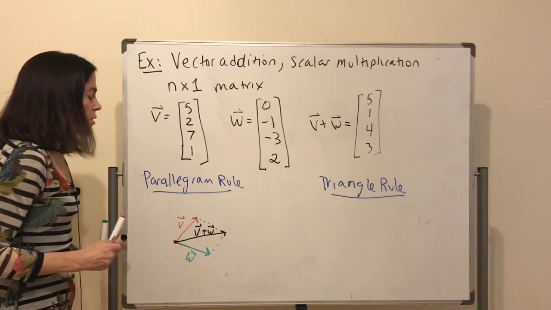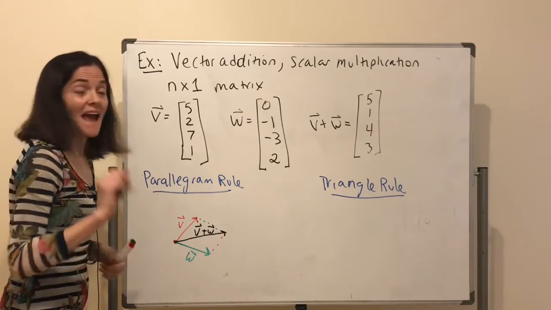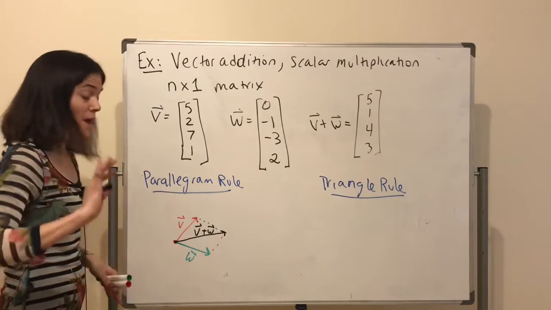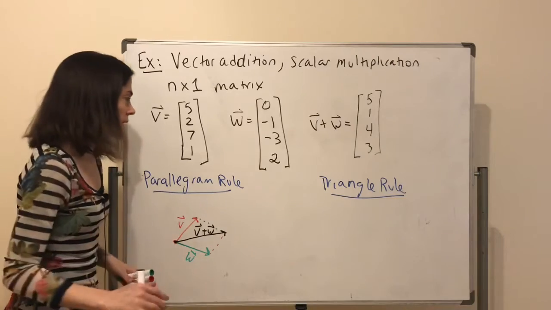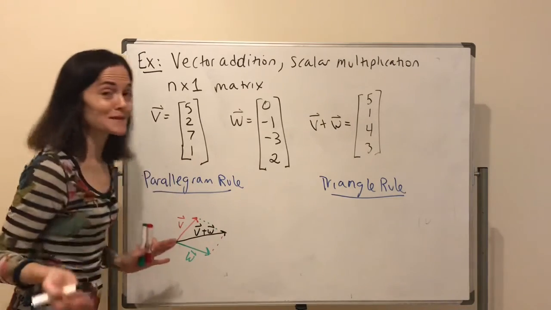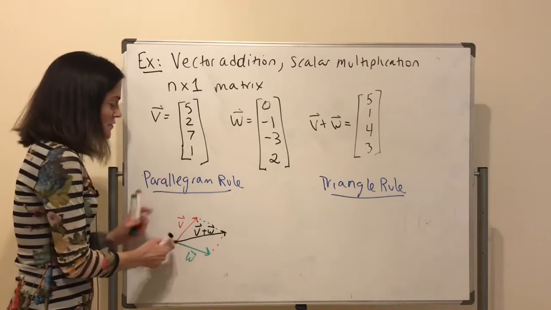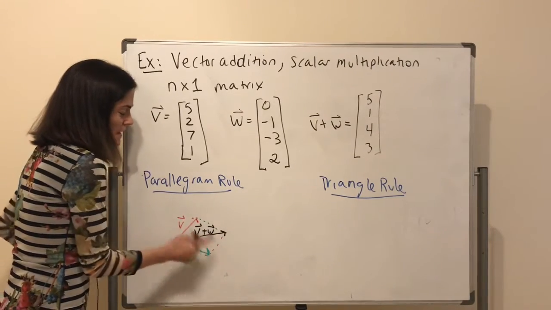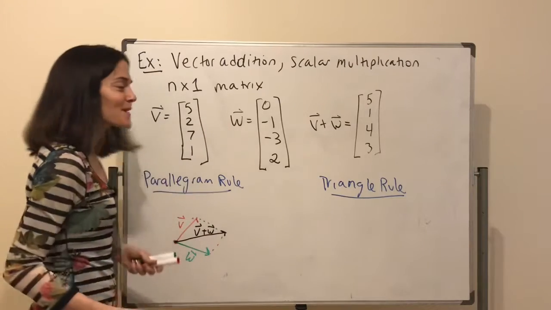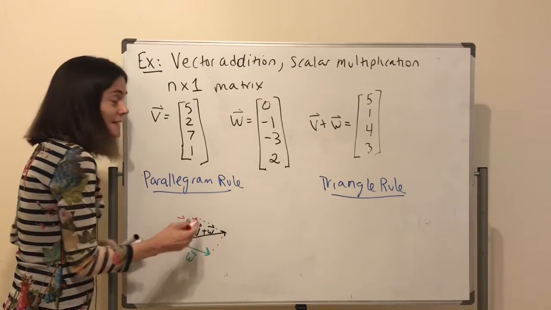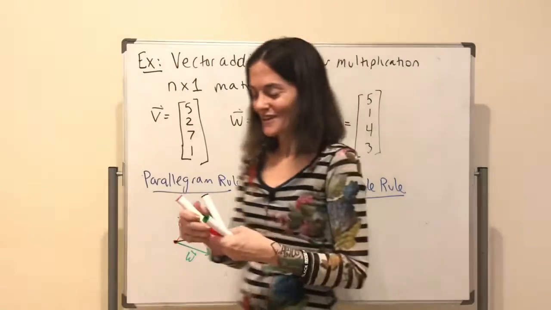The issue, though, is if you want to add V and V together, for example, this won't work. Or add V and any multiple of V, which I haven't even talked about yet. It won't work, because if you try to add V with V, it won't form two sides of a parallelogram. So in times like this is why we love the triangle rule.